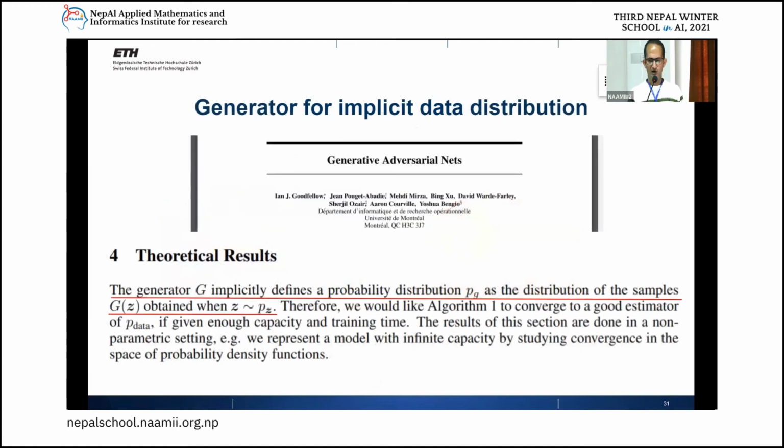So this is one of the most famous papers in GANs. The most famous paper in GANs is Generative Adversarial Nets by Goodfellow et al. And if you go to section 4, the paper says that the generator G(z) implicitly defines a probability distribution pg, as the distribution of the samples G(z) obtained when z comes from pz. So basically, the generator is indeed trying to model the distribution of the data.